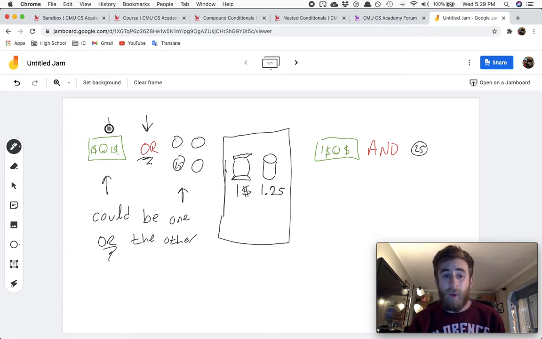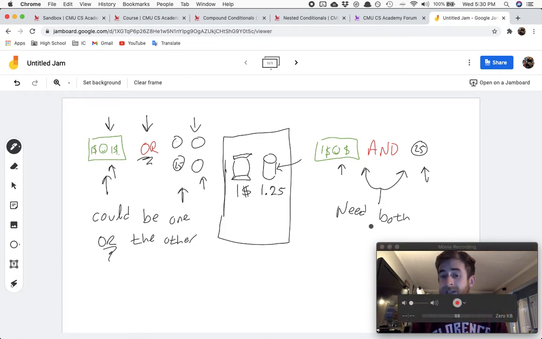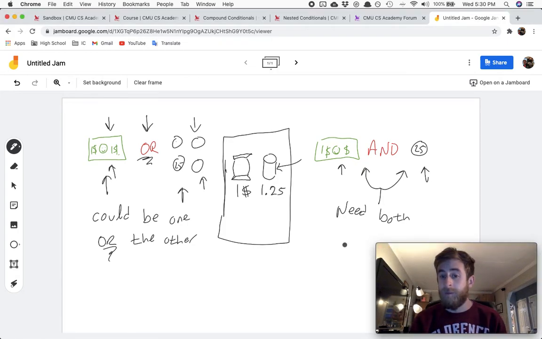And this is the really big difference between and or. Or gets to be one thing or the other thing. And means that you need both of them. To buy this bag of chips, I can spend $1 using a dollar bill, or I could spend $1 using 4 different quarters. To buy this can of soda, I'm going to need to spend $1 from the dollar bill and the 25 cents from the quarter over there.